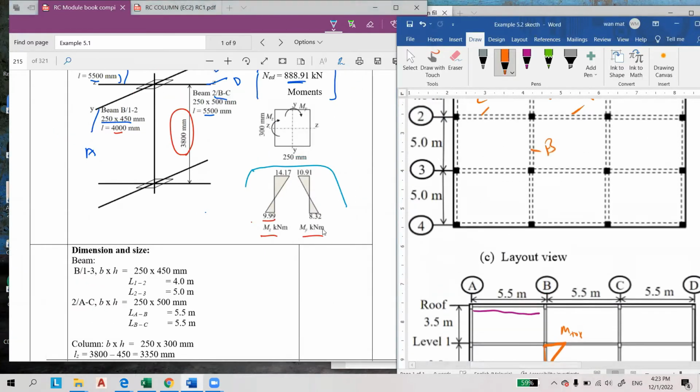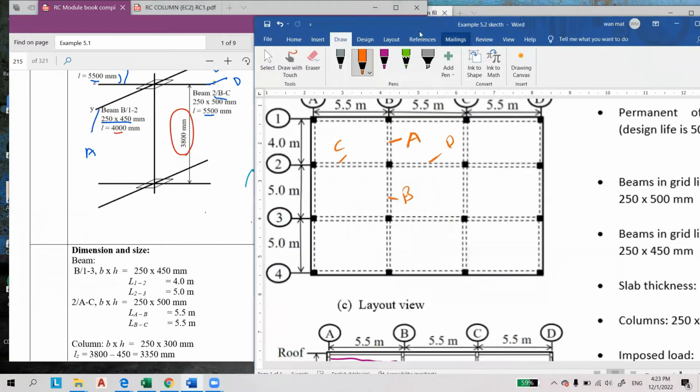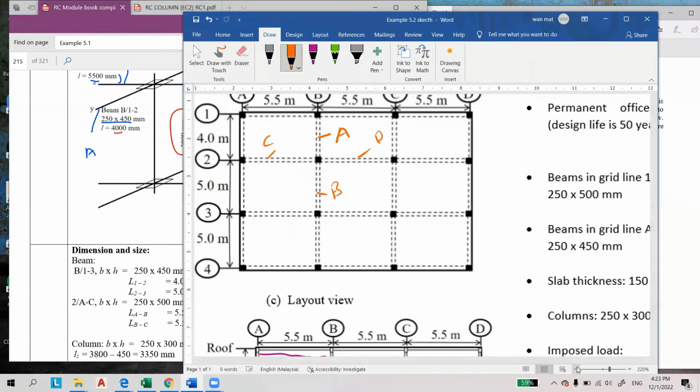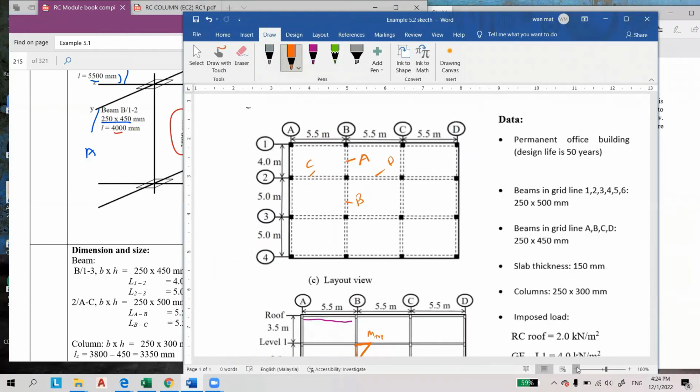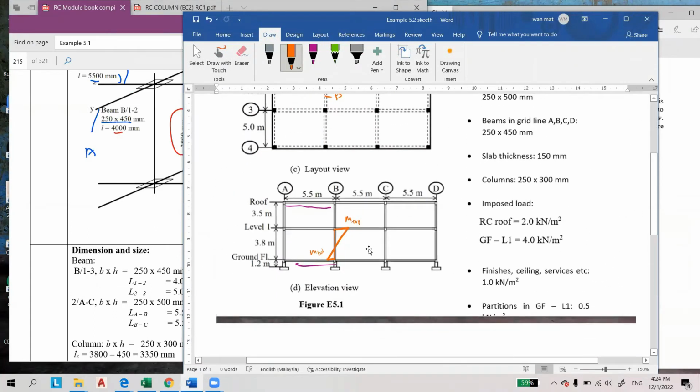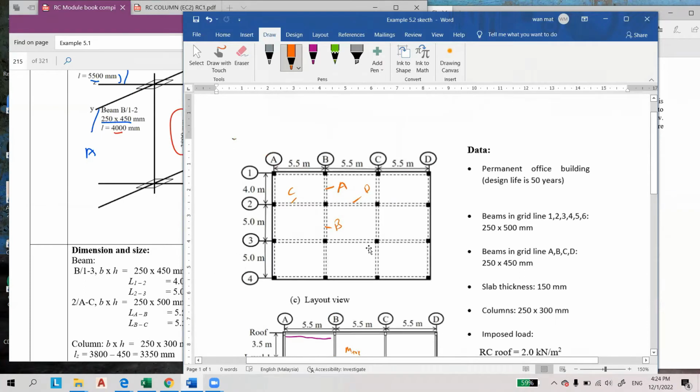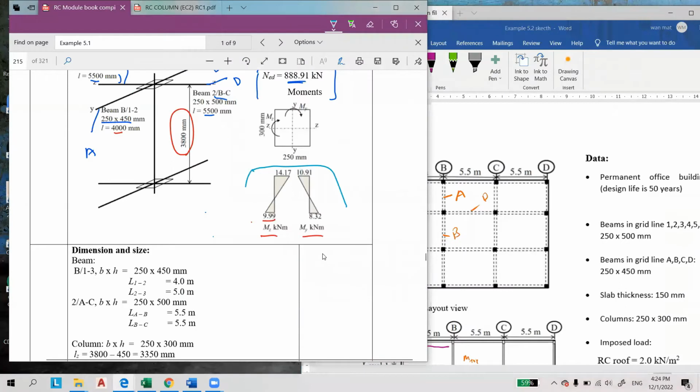From the elevation plan view, we must first detect where the z and y axes are. I cannot see it here, but it's okay. We can detect it from the equation later.